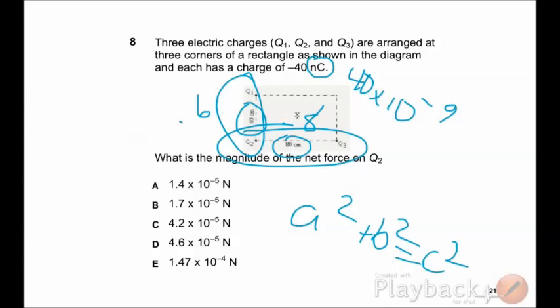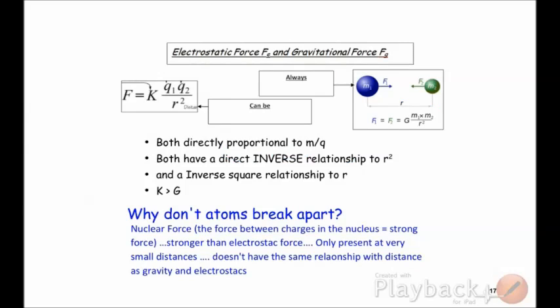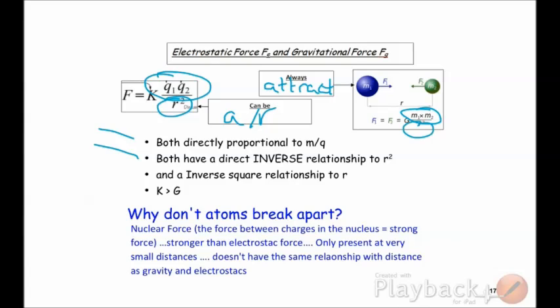Now the last thing to address is the difference between electrostatics and gravity, or the similarities. Alright, gravity is always attractive, while electrostatics can be attractive or repulsive. But besides that, they're very, very similar. Both of them are directly proportional to either q or m. Same equation, just different q's or m's. They both have an inverse square relationship to r. Okay, so they're both basically over the distance squared.